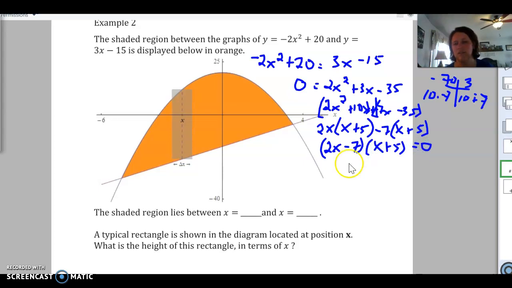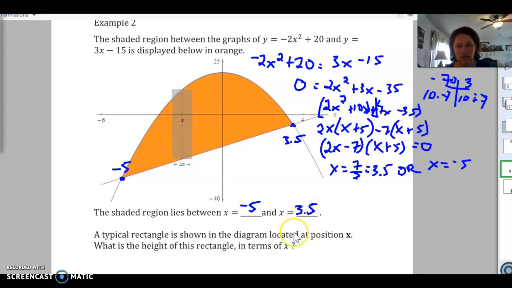That is equal to 0, so therefore x is going to equal 7/2. Let's write that as 3.5. Or x must equal negative 5. So that puts our limits of integration. That means this point, which looks exactly right, is negative 5. And then this point over here is 3.5, which looks just perfect. So I've got negative 5 to 3.5, and that is our answer for part A.